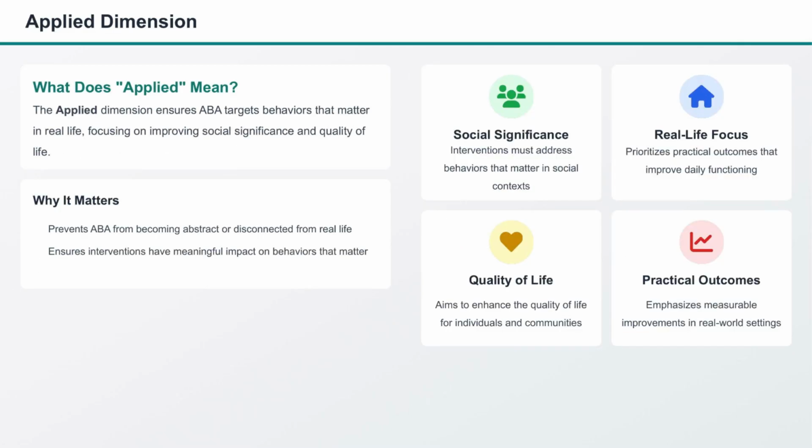Next is the applied dimension. This dimension is all about the real-world significance of the behaviors we target. It ensures that ABA interventions focus on behaviors that matter in everyday life, like improving social skills or increasing independent living skills. ABA isn't just about academic or abstract behaviors, it's about making a practical impact on an individual's life. The behaviors we target should lead to improvements in daily functioning and overall quality of life.